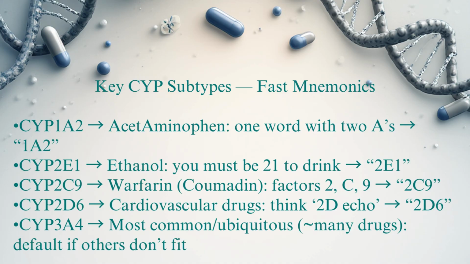Subtypes you must know. Fast mnemonics. We only need 5 on speed dial. CYP1A2. Acetaminophen. One word with 2 A's, 1A2. CYP2E1. Ethanol. You must be 21 to drink. 2E1, 21.